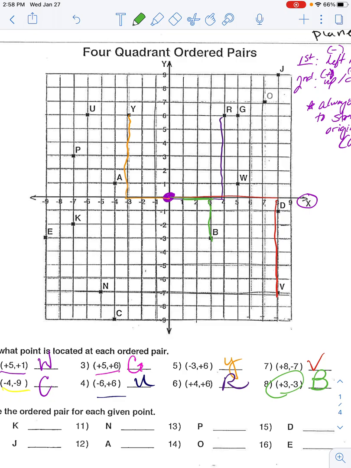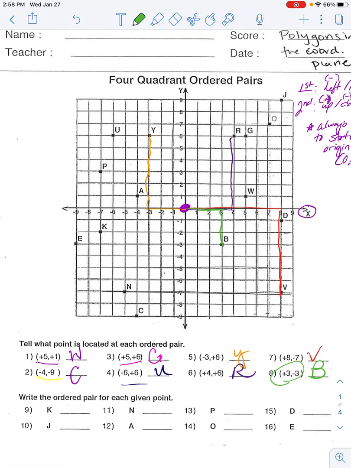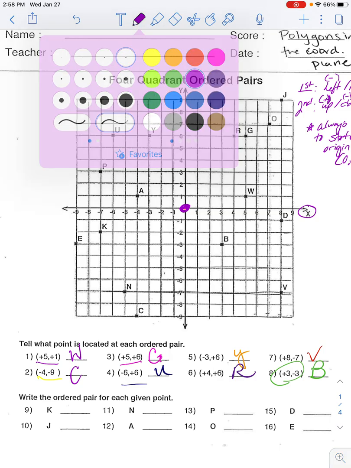So you're always going to go left or right first. If it's a positive number, go right. If it's a negative number, go left. And then you're going to go up or down second. If it's a positive number, go up. If it's a negative number, go down.